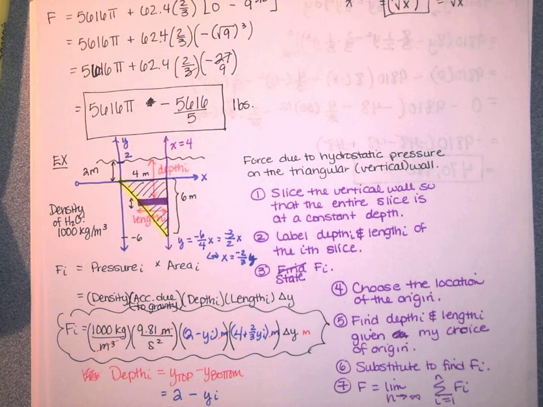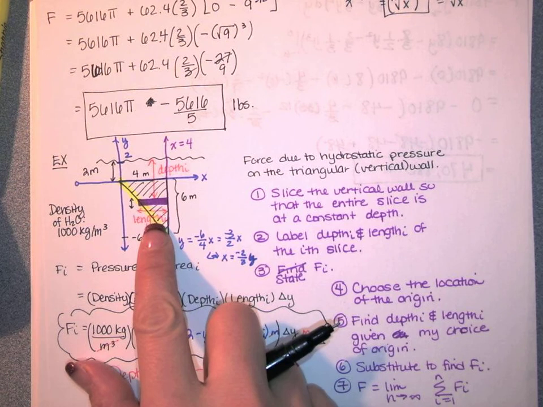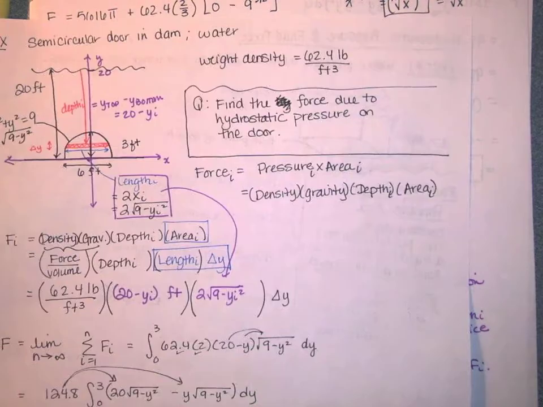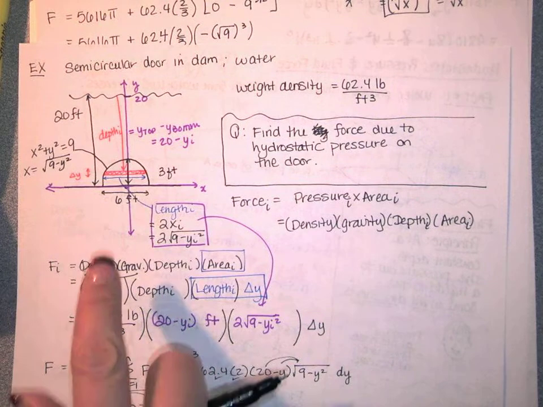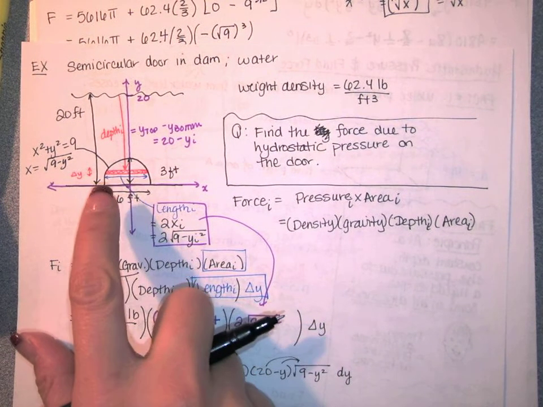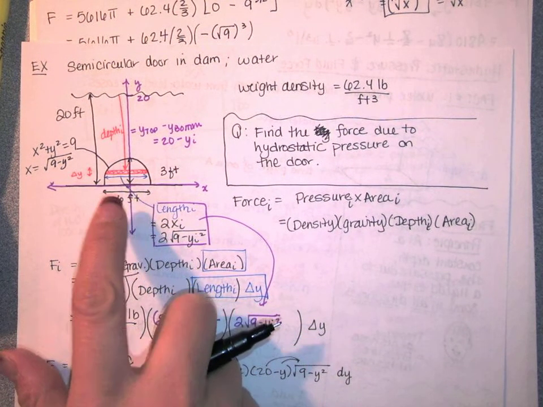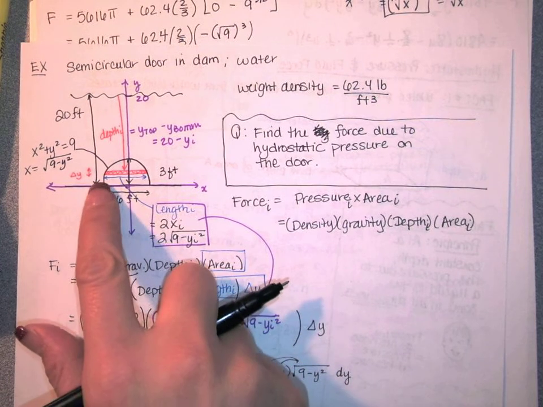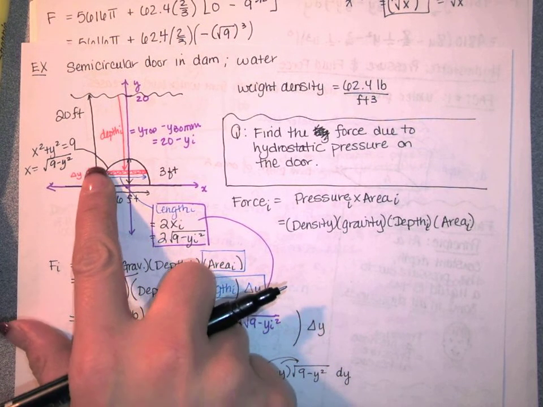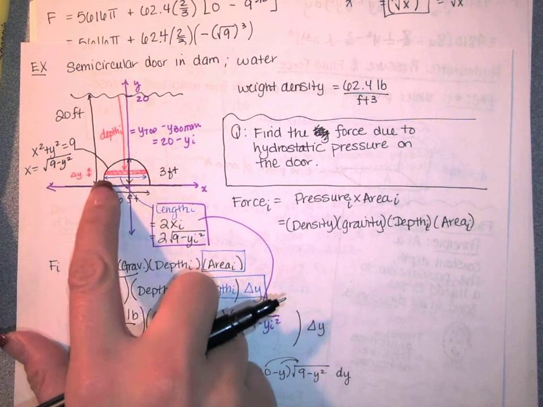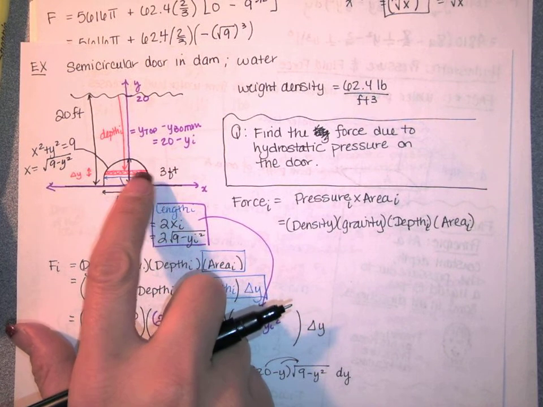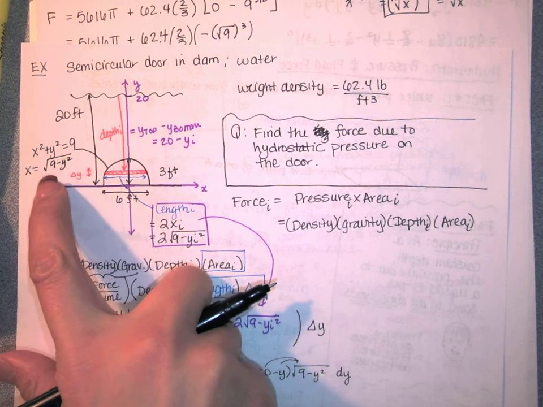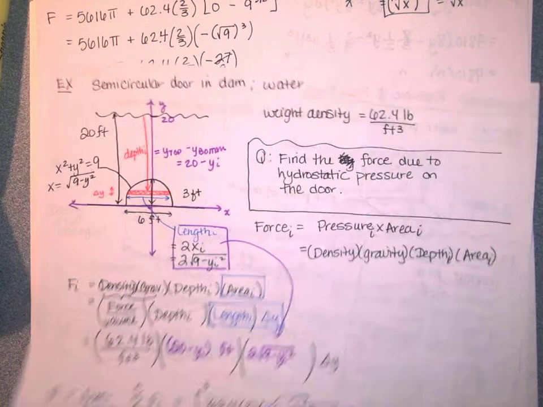Now every problem is a little different. On this one, we had to find the length and the depth. That's always going to be the same. But the length here, because of symmetry, was just 2x. I needed to find 2x in terms of y. And in this case, x in terms of y was given by the equation of this circle. So I had to take the equation of the circle and solve for x in terms of y.